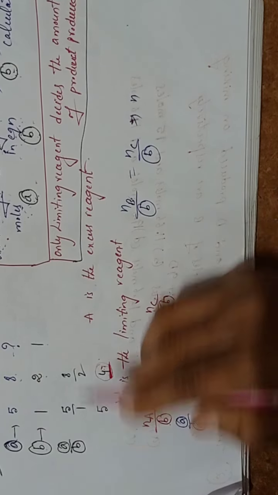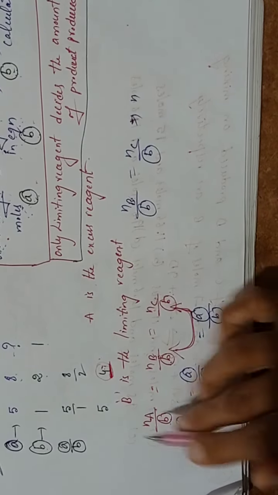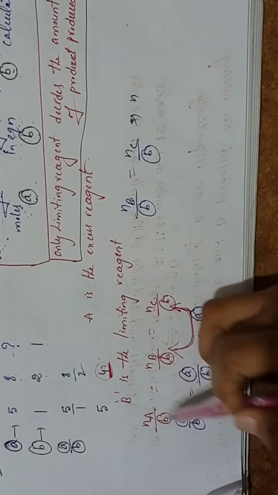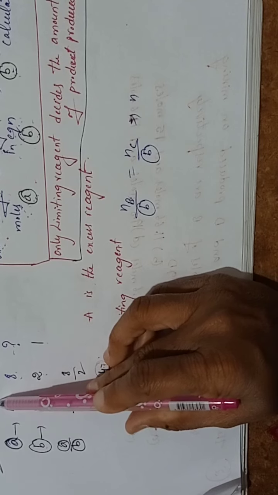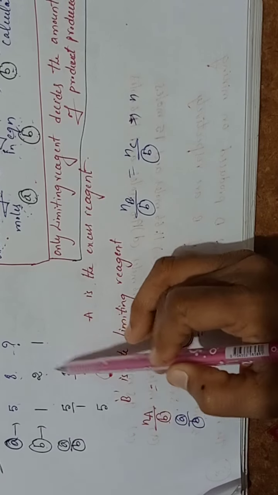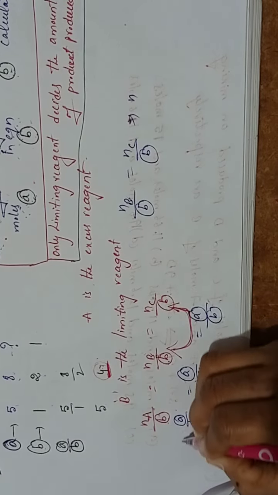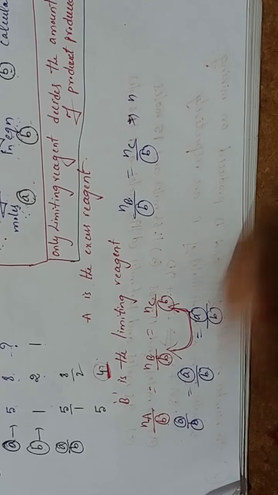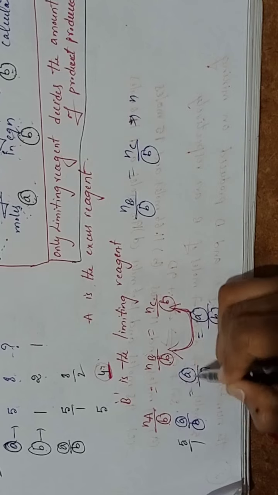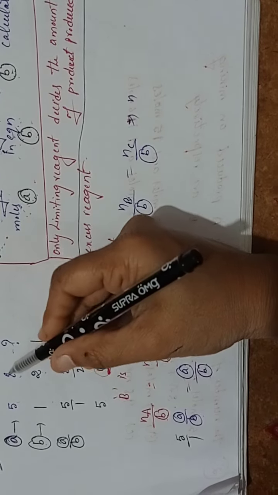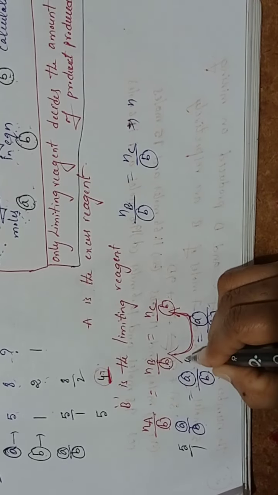Clear? So what can we take, students? Here, Na by B. Na means number of moles of A, 5 by 1. This is 5 by 1, A by B. This is the number of moles of B, 8 by 2. Clear? This is 8 by 2.